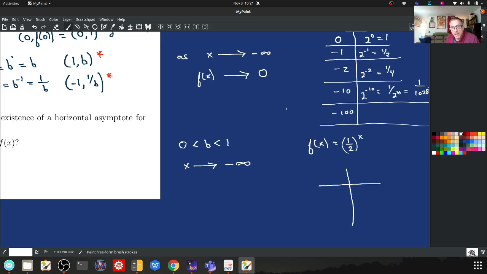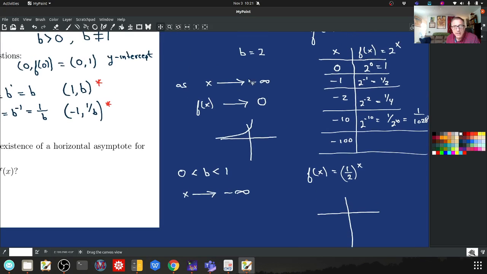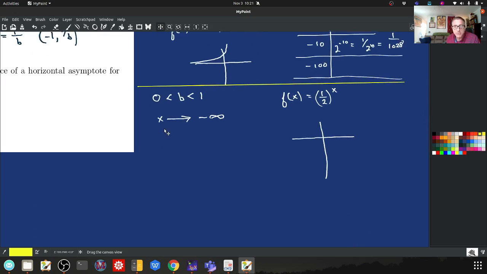In this case, let's sketch the graph here, as x goes to minus infinity, it decreases. That's when b is greater than 1. And now we're doing the second case. I could put some kind of divider there. Our second case is when b is between 0 and 1. Same question: what happens as x goes to minus infinity?